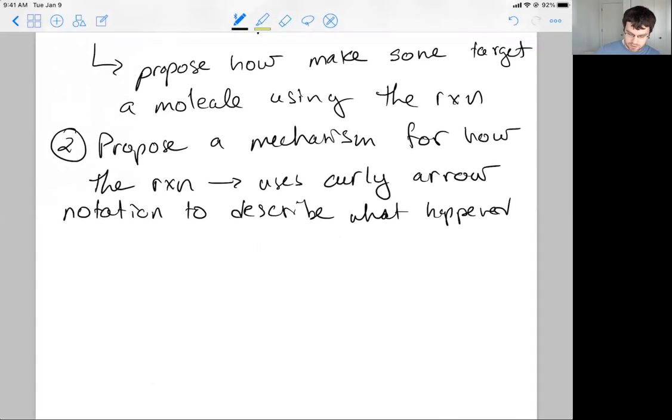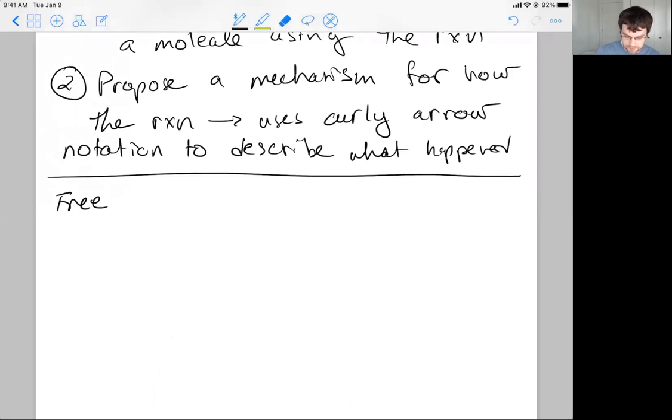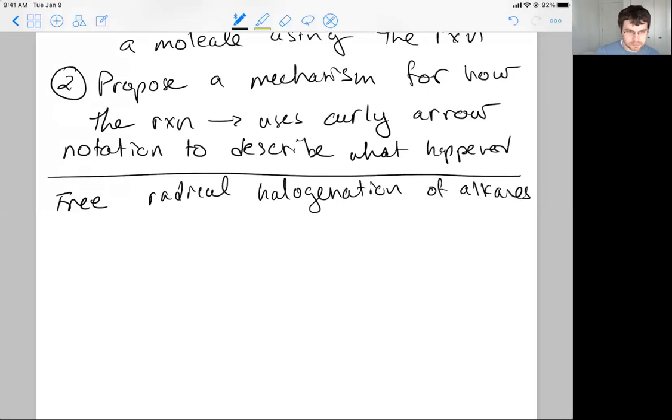Now, what I want to talk about for our first reaction, it's a good starting place. It's actually a fairly complicated reaction, but in terms of storytelling, it's a really nice one to get started with. That's the free radical halogenation of alkanes. Okay, so this is our first reaction that isn't some generic acid-base reaction and isn't balancing some combustion reaction. This is the first reaction we look at where we want to be able to do the things I just mentioned: predict the products, propose how we can use the reaction to get to a target, and then propose a mechanism.